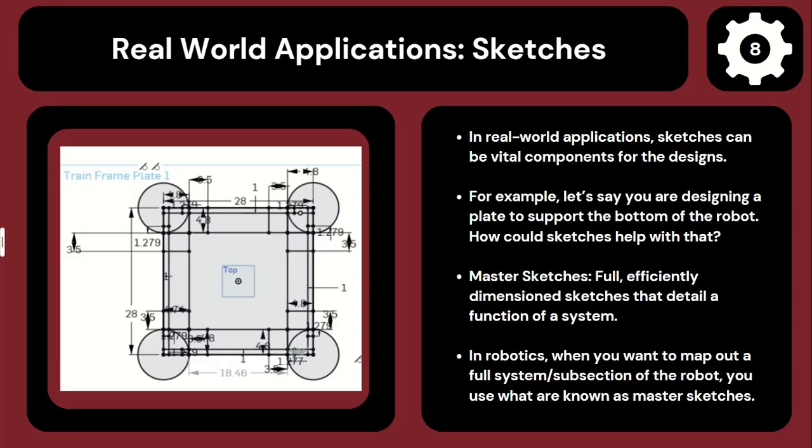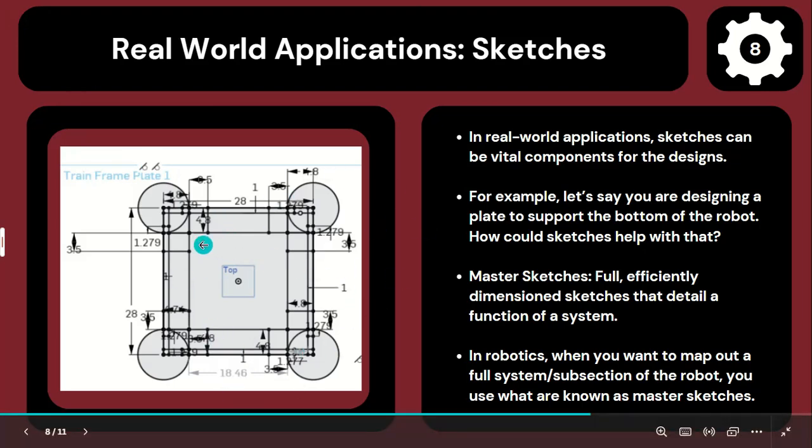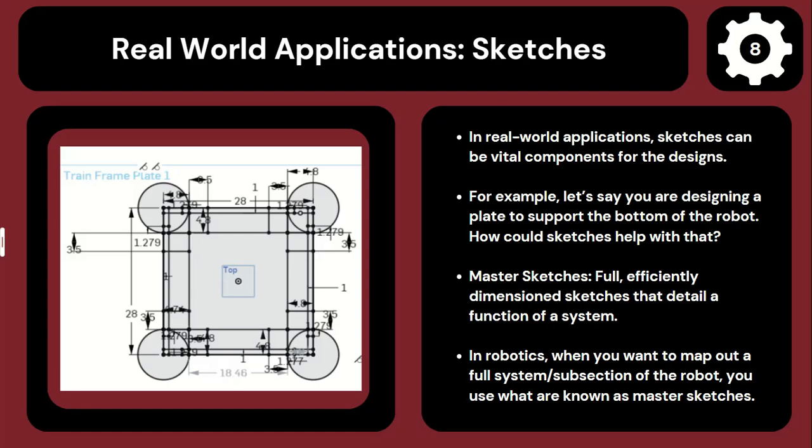But this is the bottom of a plate for one of our robots, and you can see how many relations and dimensions there are. You can see a few relations here. This is a tangent relation. You can see all these different things going on here. And so what are these called? These are called master sketches. Master sketches are fully dimensioned sketches that detail the function of the system.